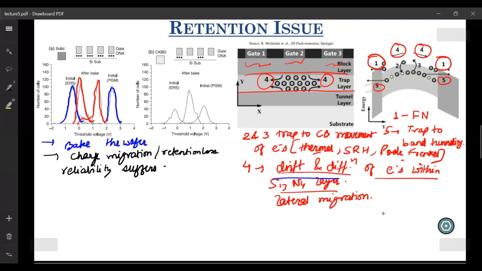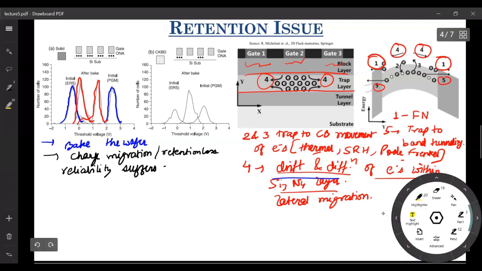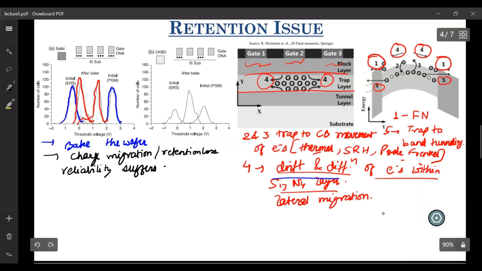And here we have shown the results for two different patterns of programmed cells. This is a solid programming, which means that all these different cells are programmed to the same value. So let's say you have electrons in the charge trap layer beneath all these gates, or all these cells. However, the second case is a checkerboard pattern. The checkerboard pattern simply means that you have electrons in the first cell, but you don't have any electrons in the neighboring cell.